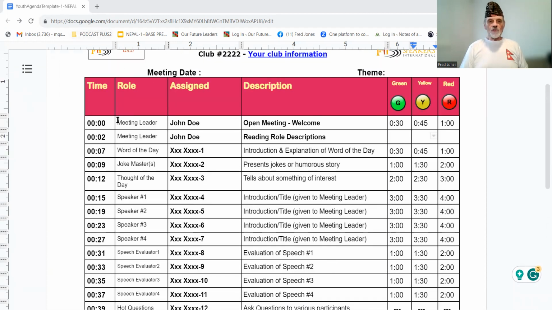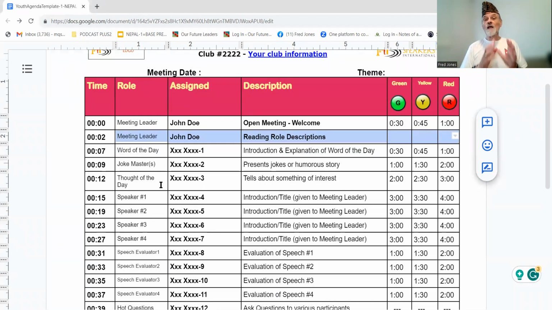And we'll just go through some of the roles. These roles are in the club kit as well. So when we're talking about reading role descriptions, the person who is doing word of the day or joke master or thought of the day would begin by reading their role. So everybody reads their role, and it's a great way for everyone to become familiar with all the roles by listening and by those who are reading it.